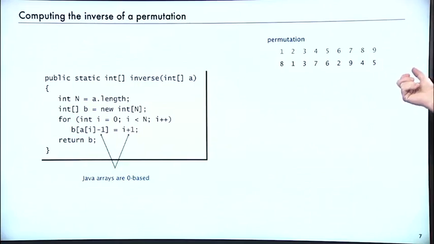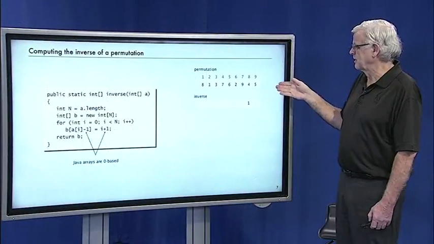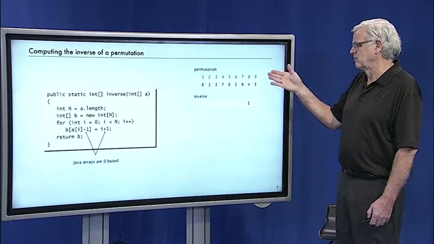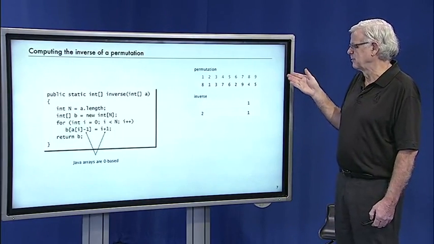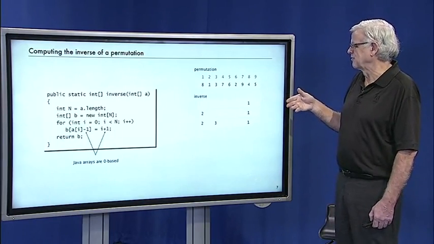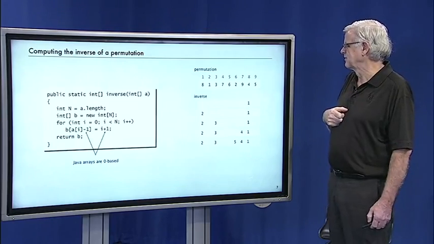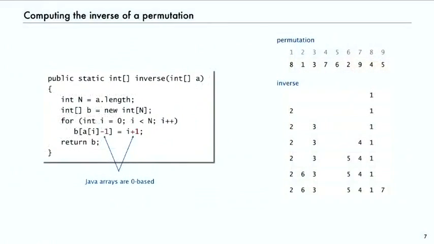The process is very simple. We start out with an empty array, and the first thing we do to get the inverse: 1 goes to 8, so in the inverse, 8 is going to have to go to 1. So we simply put a 1 in position 8 in the inverse. And then we just move from left to right. We put a 2 in position 1, 3 in position 3, 4 in position 7, 5 in position 6, 6 in position 2, 7 in position 9, 8 in position 4, and 9 in position 5, and so forth.